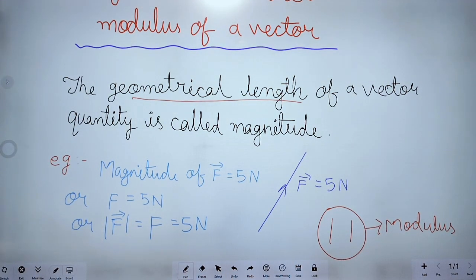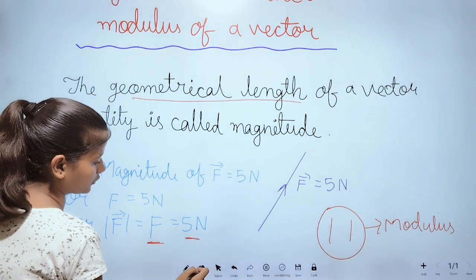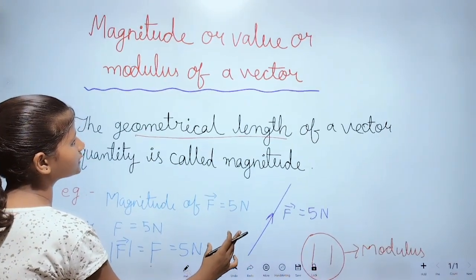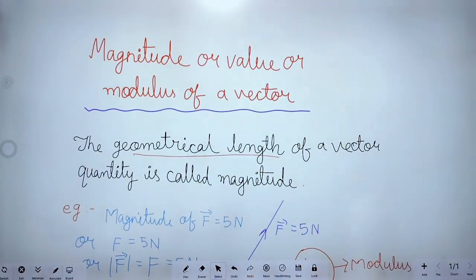So the arrow is removed by putting modulus. If we put the modulus, then the arrow will be removed. So F is equal to 5 Newton, this one is also true. I hope you understand what magnitude is: the geometrical length of a vector quantity is called magnitude. So now move further.